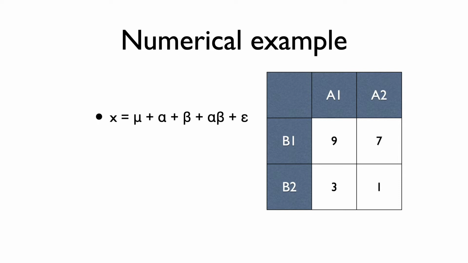So, 9, 7, 3, 1. I don't know what I'm measuring. These are just scores. I don't know what the experiment is. I don't know what A and B are. They're just independent variables. What we're going to do is break this out so we can find all these effects.